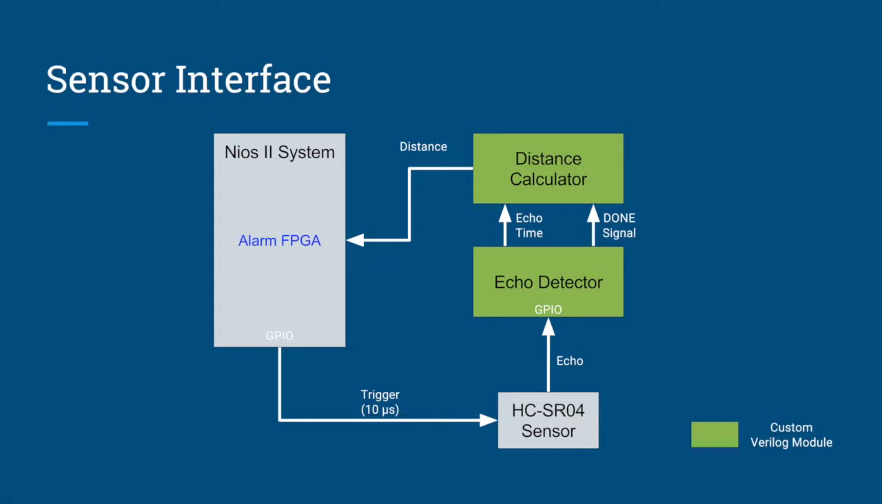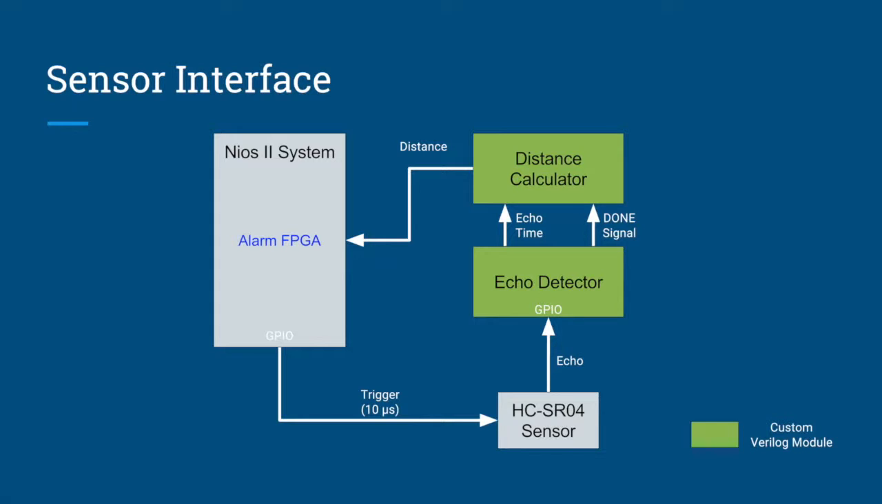The alarm FPGA was programmed to send a trigger signal to the sensor through a GPIO pin. The trigger signal was sent every 200 milliseconds. In order to obtain the distance, 2 Verilog modules had to be created. The first module is the echo detector module. The purpose of this module is to detect the echo time. The input to the module is the echo signal coming from the sensor.